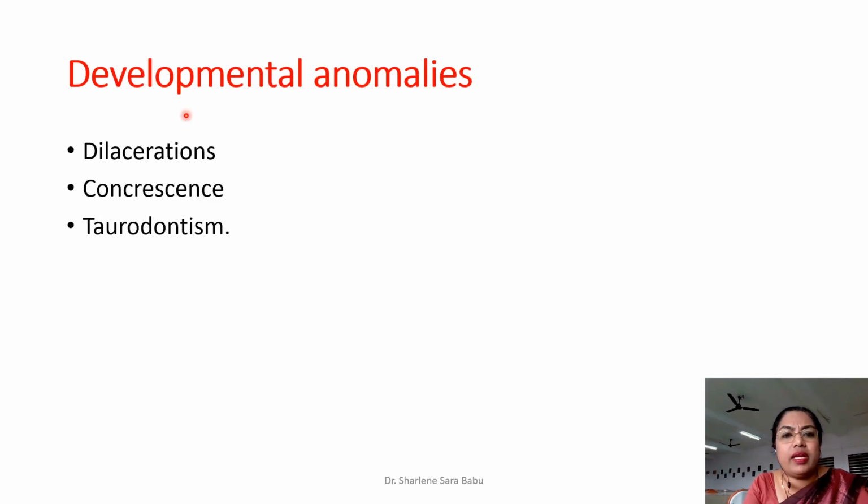Next, about the developmental anomalies, they are dilaceration, concrescence and taurodontism. Dilaceration, I have already told you, that's a sharp bend in the root. Concrescence, adjacent teeth are joined by cementum, and the last, taurodontism, that is bull-like teeth.